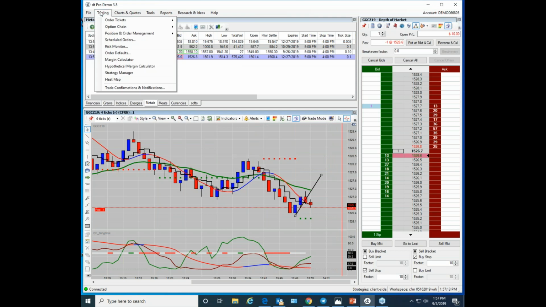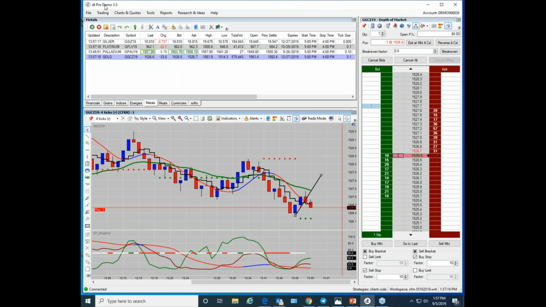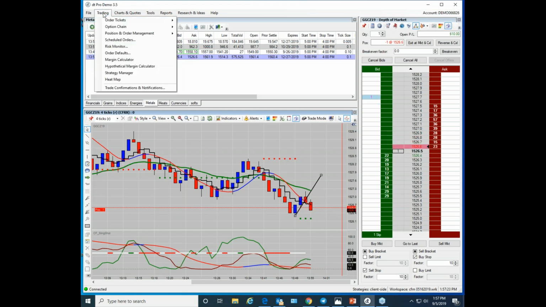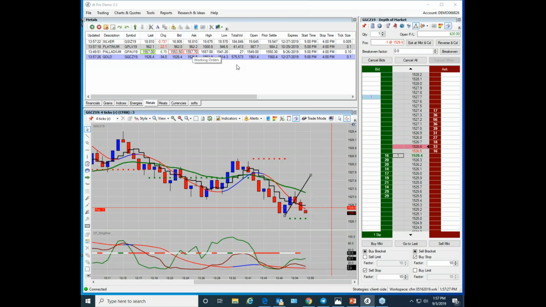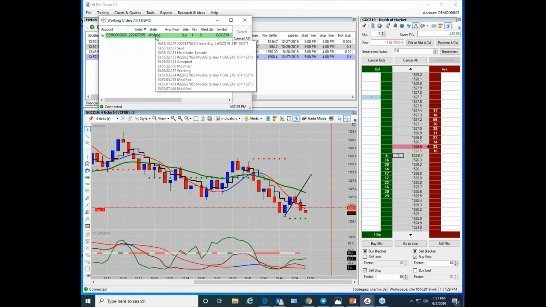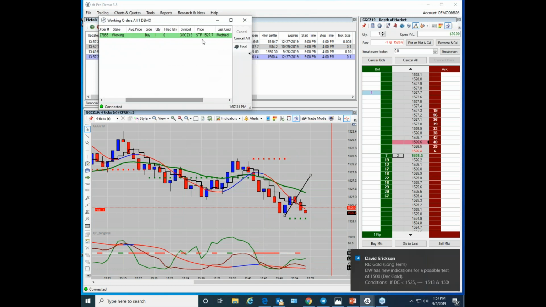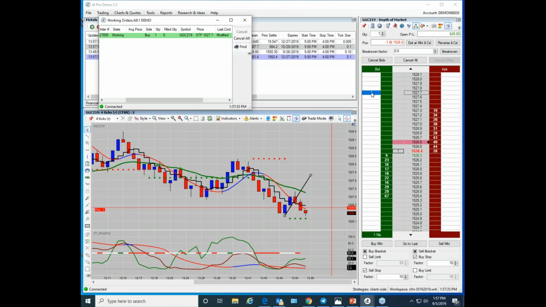And if you're worried about whether or not that stop's working, I suggest everyone have this box open. Go to trading, positions, order management, and working orders. There's your stop, there's the price. Now watch this. Move it down. Release. Notice how it moved.